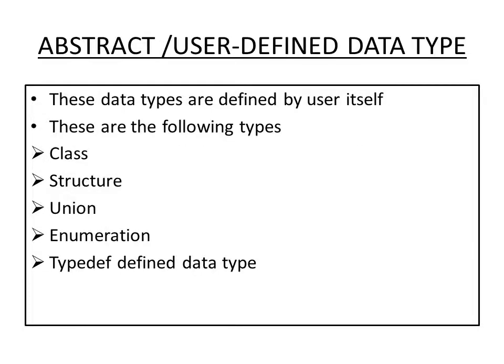Next is user defined data types. These are data types that are defined by the user itself. That means we create our own identifiers, right? Data types defined by the user are called abstract or user-defined data types. The following are class, structure, union, enumeration, and typedef defined data types.